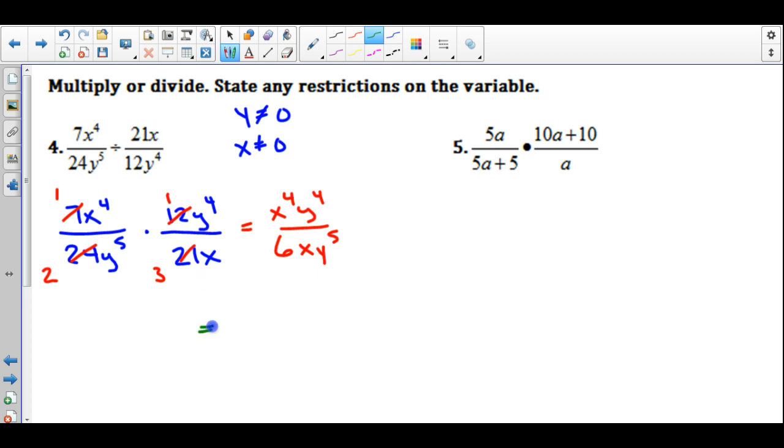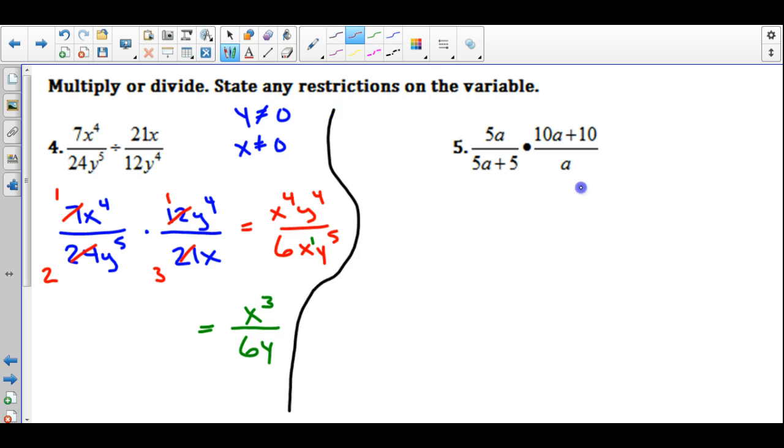And the last thing I'm going to do is simplify these exponents. I know that I have x to the 4th on top and x to the 1st on the bottom. So if you subtract these, I'm going to end up with x to the 3rd on top. And then if you subtract these, 4 minus 5 is negative 1, which means I can leave it on the denominator as positive 1, but then I just have to bring down my 6 as well. So that would be your answer to that first problem. Again, with two variables in there, just make sure you identify the restrictions on both.